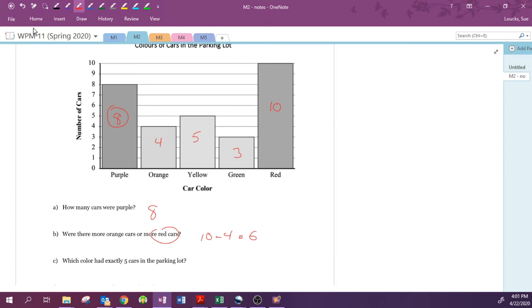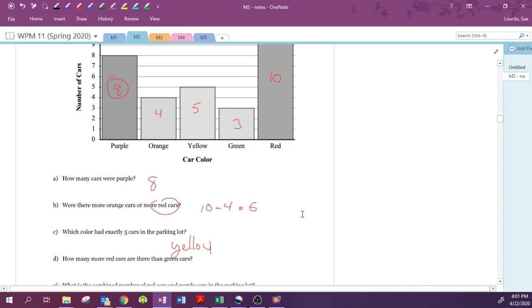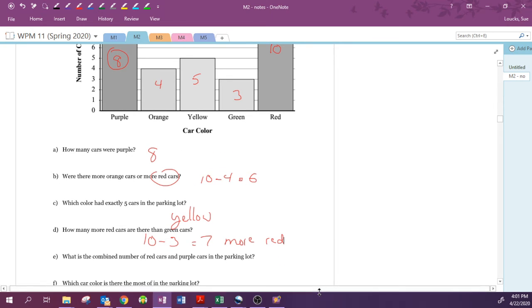Which color had exactly 5 cars in the parking lot? That would be yellow. How many more red cars are there than green cars? Well, there are 10 red cars and 3 green cars, so that's 7 more red cars. What is the combined number of red cars and purple cars? So red plus purple equals 10 plus 8 equals 18.